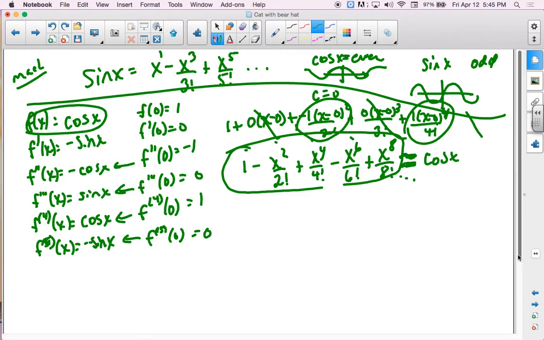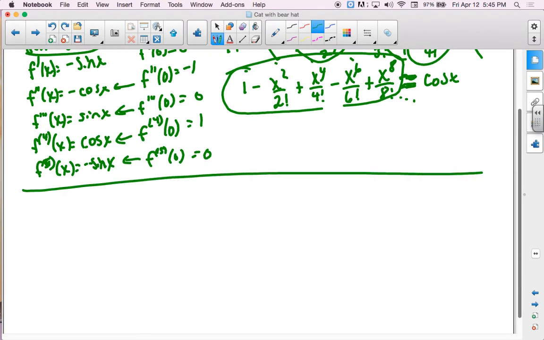I don't want to get too far into this, but what's really cool is if you have to write a Maclaurin series for sine of 2x, I'm going to predict what it is. I know that sine of x, you can treat these actually like polynomials.